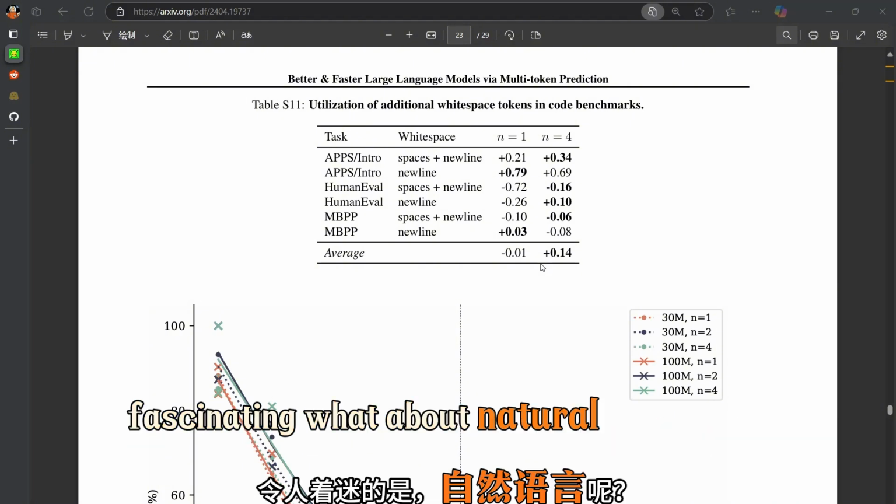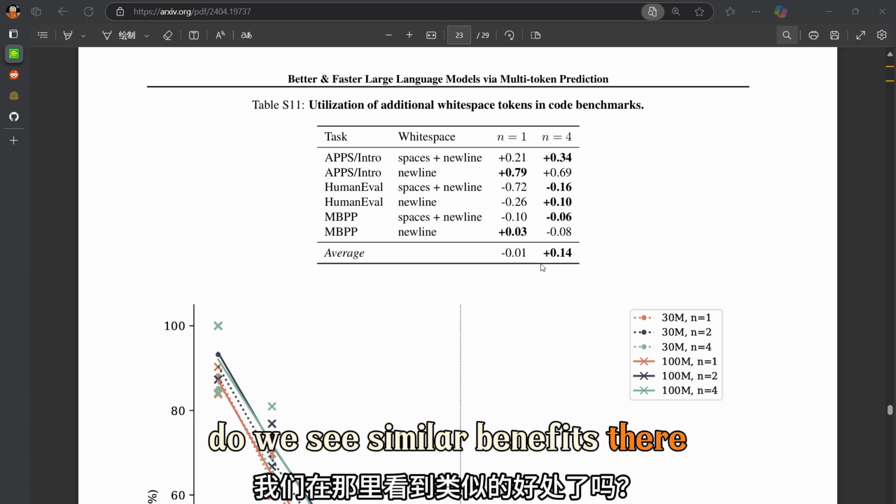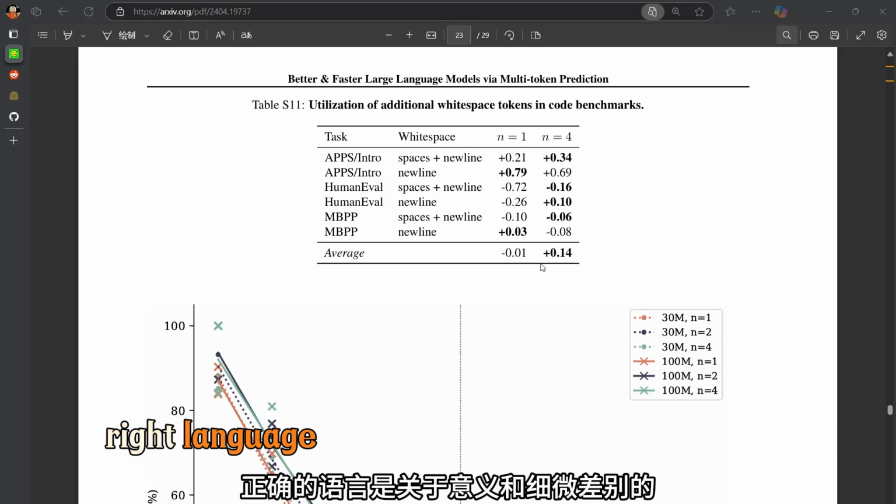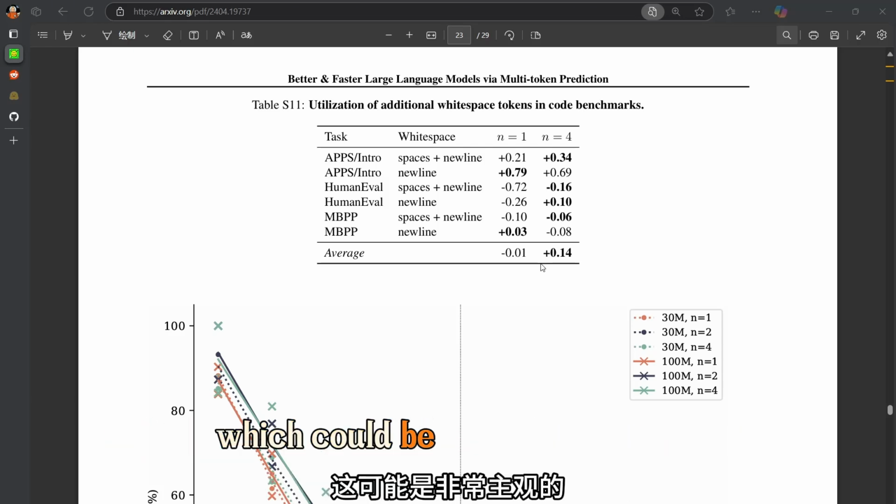Fascinating. What about natural language, though? Do we see similar benefits there? It's trickier with natural language. Language is inherently fluid and ambiguous. Right, language is all about meaning and nuance, which could be very subjective.